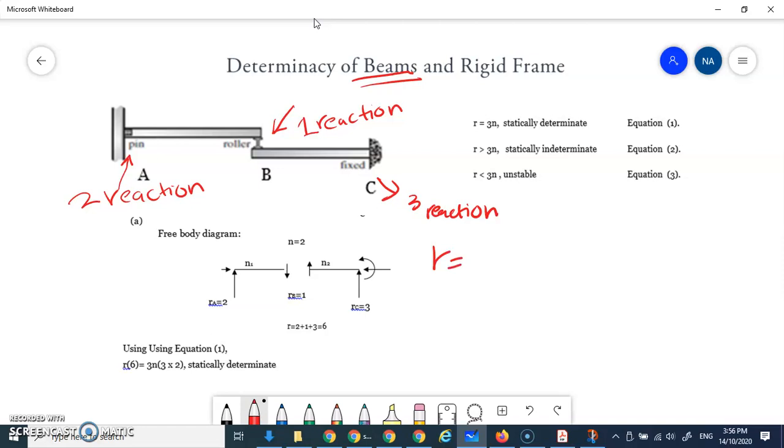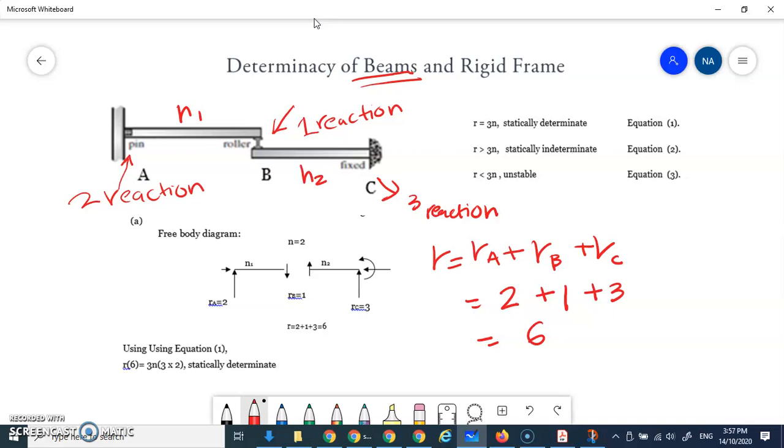Okay, R sama dengan RA plus RB plus RC. Okay, so RA 2 reactions, RB 1 reaction, RC 3 reactions. So R will become 6. Okay. So kita dah tahu dah equation dia adalah R equal or greater than or less than 3n. So n pula adalah number of members. So number of parts. So this will become n1. And this will become n2.